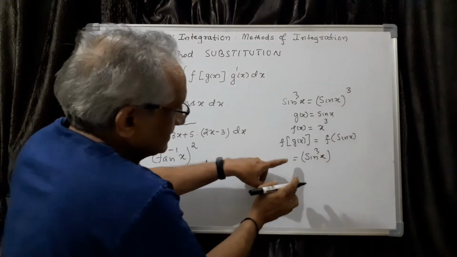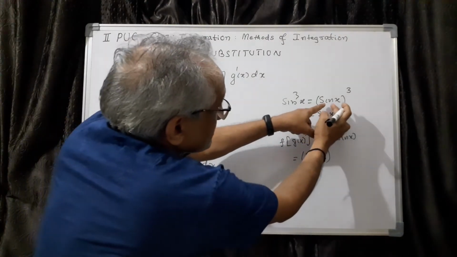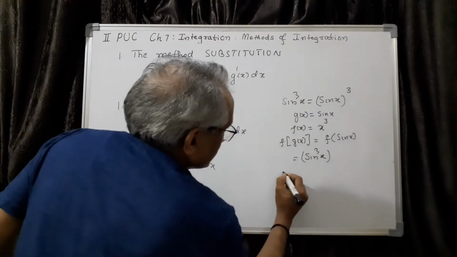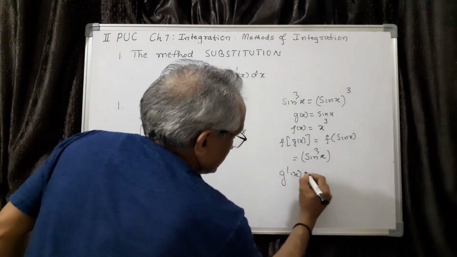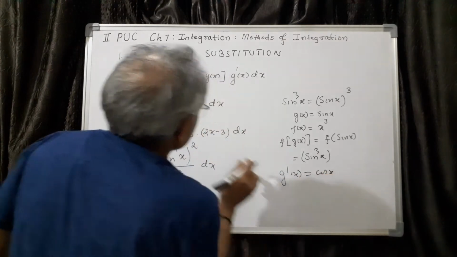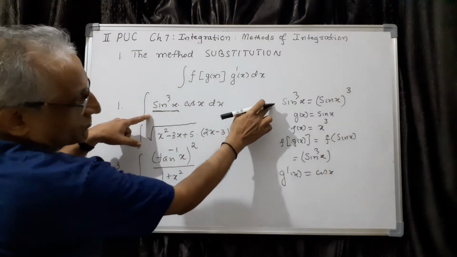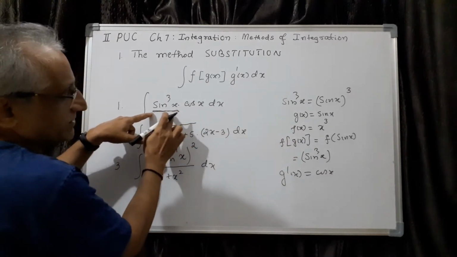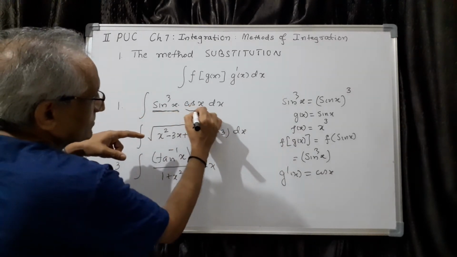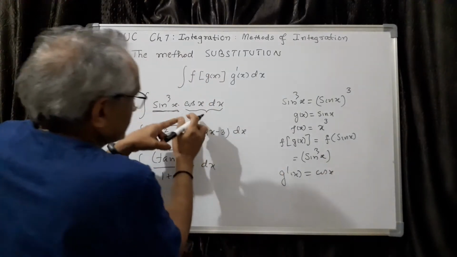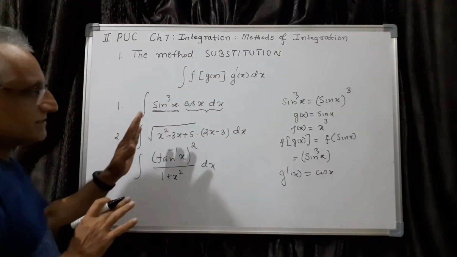Therefore, g of x here is the inner function sine x. And if you look here, this is nothing but g dash x. This is cos x. So it is in this form only. Sine cube x is f of g of x, and this is cos x dx, which is g dash x. So g dash x is this one into dx. So this is the first thing.